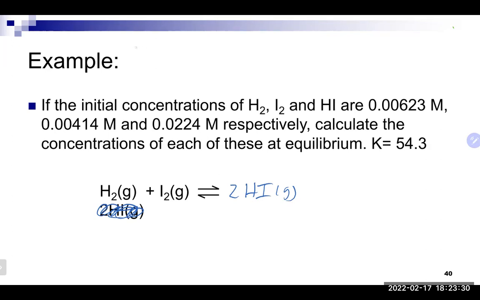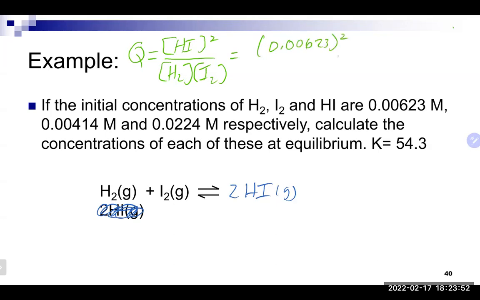So if you remember, we calculate Q the exact same way as we do K. So we would take HI here and square it. We would divide it by the concentrations of H2 and I2. And in this case, we just put in the concentrations that were given to us. So we have 0.00623. We're going to square it up on top. And then we got, no, I guess 0.0224 would be a better number there. Sorry. Try again.